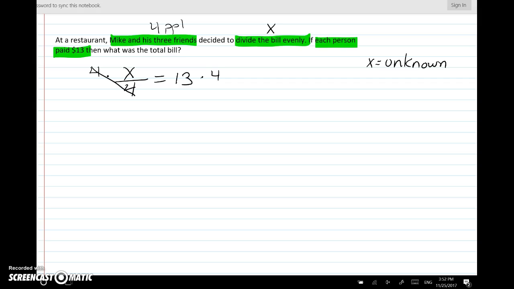So we're going to cross out my 4's because they simplify down to 1. And I'm left with X equals 52. Now remember, X equals 52 is not my answer. My answer is $52. So the key in these word problems is to label what our unknown is, because that will help us write the equations. Remember, I'm looking for the equation, the work, and your answer. Let's look at another one.